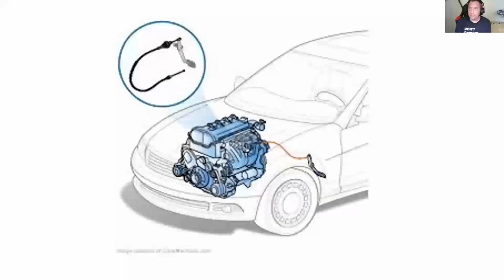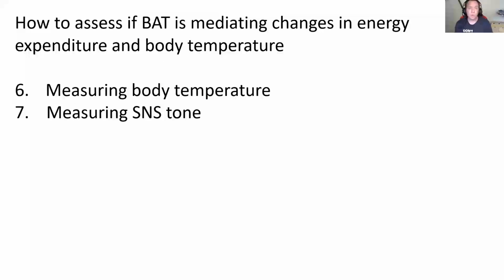Okay, so we're nearly done. We're just going to focus a little bit on this area, the brain and SNS outflow to BAT. And so what we want to do in this case is, if we do an acute intervention which leads to an alteration in metabolic rate, how do we determine whether BAT may be implicated in that?